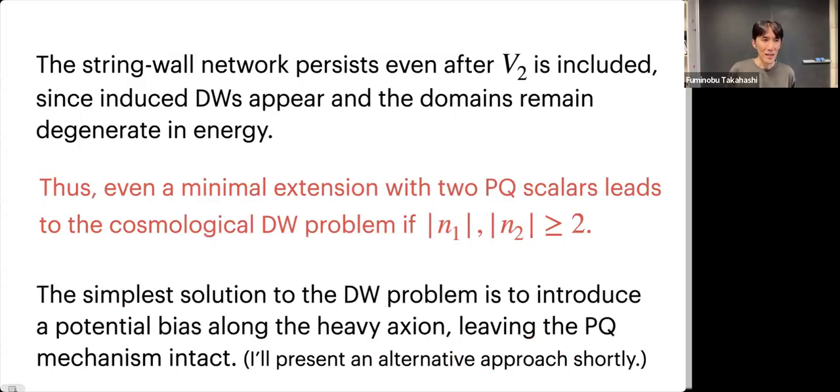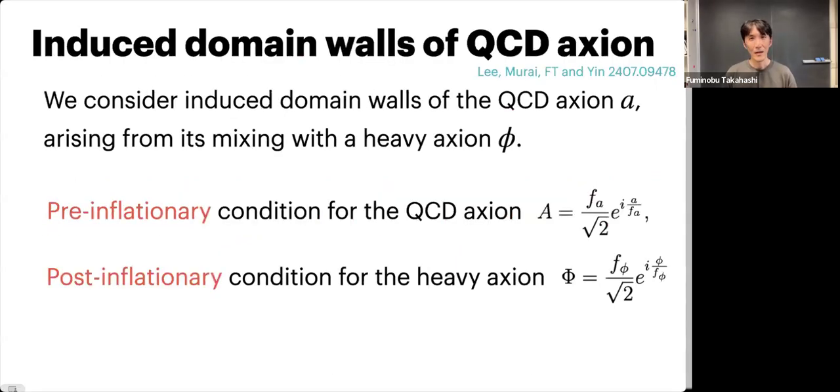And in order to avoid the domain wall problem of this heavy axion, we need to introduce a potential bias along the heavy axion. If we do so, we can make the domain wall network unstable, while the PQ mechanism remains intact, because the potential bias only gives a mass to the heavy axion, not the light axion, if we choose the potential bias along the heavy axion. And later I will also mention another solution. Okay, I don't have much time, so let me go quick.